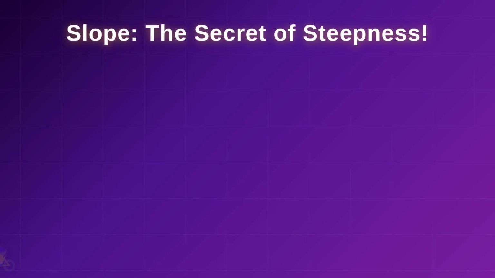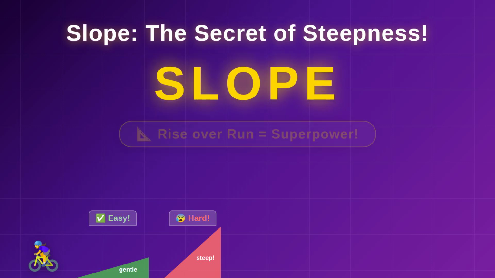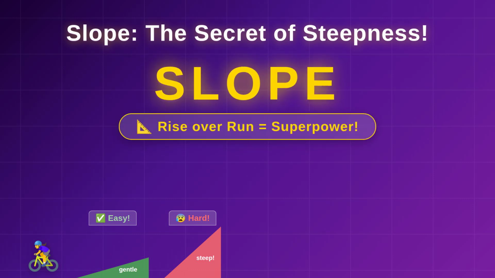Meet Maya. She's riding her bike home from school, and she hits a massive hill. One street is totally flat, easy, but the next one, super steep. She's huffing and puffing, wondering, why does one hill feel so much harder than the other? The answer is slope. And today, you and Maya are going to figure out exactly what it means, how to calculate it, and why it shows up everywhere in real life.